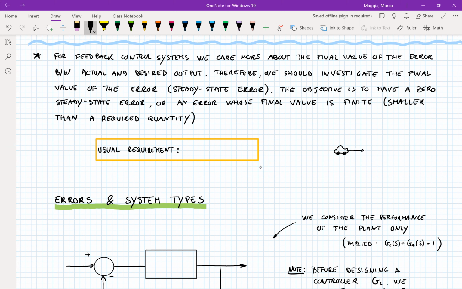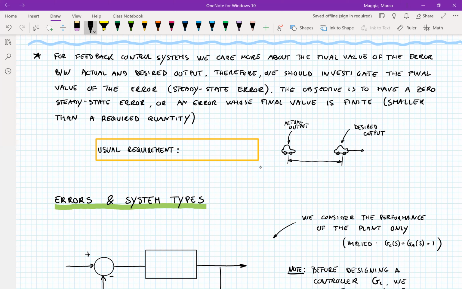So the front car represents our desired output, or I should say the position of the car represents the desired output, whereas our car is the actual output. Or again, I should say the position of the back car is the actual output. So the error, even intuitively, it is easy to see, is the distance between the two cars.